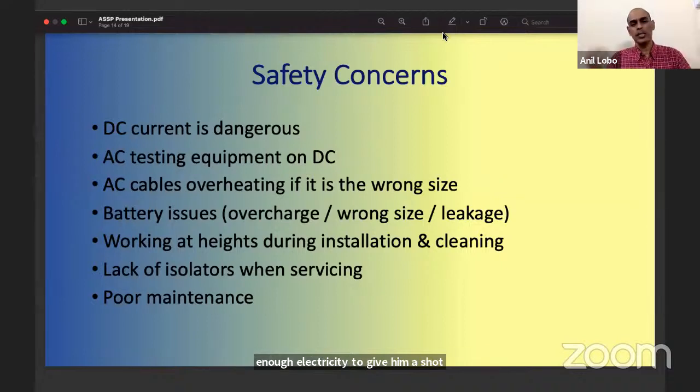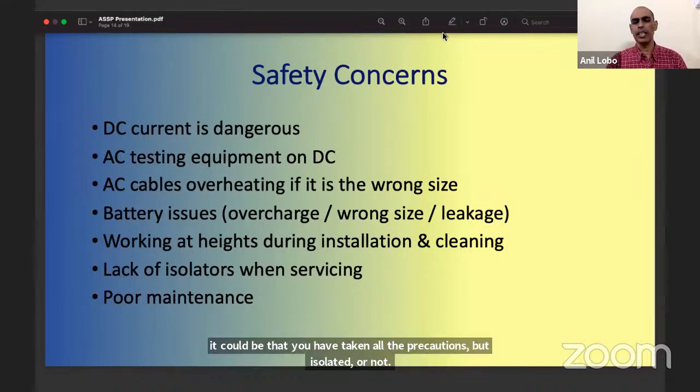Sometimes it could be just that you're at the wrong place at the wrong time. Or it could be that you have taken all the precautions, but the isolators have not kicked in at the right time. And then there's poor maintenance.